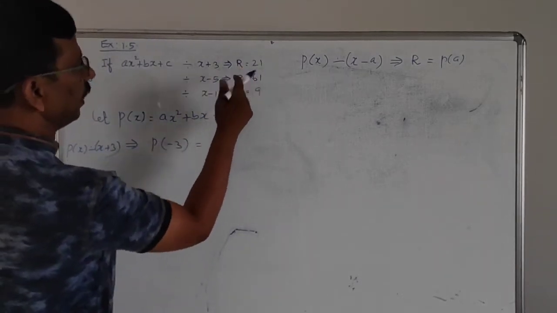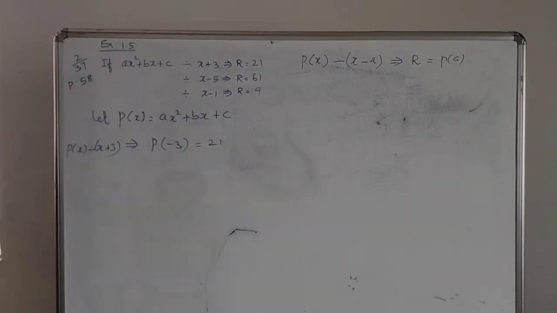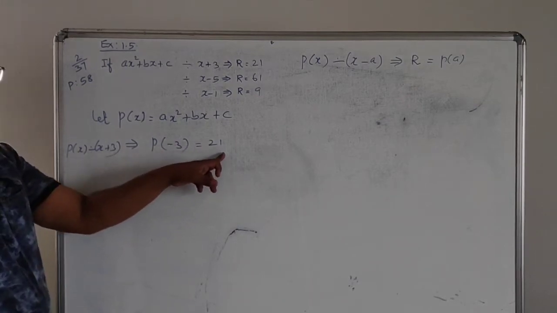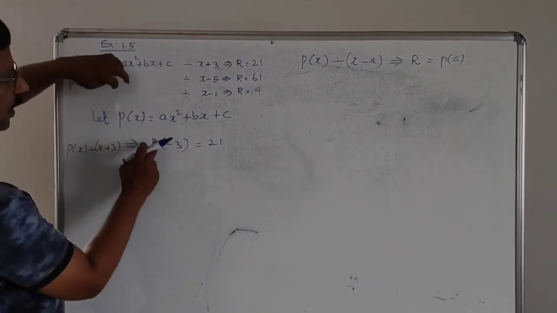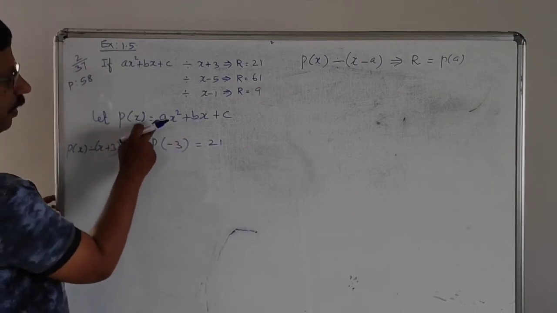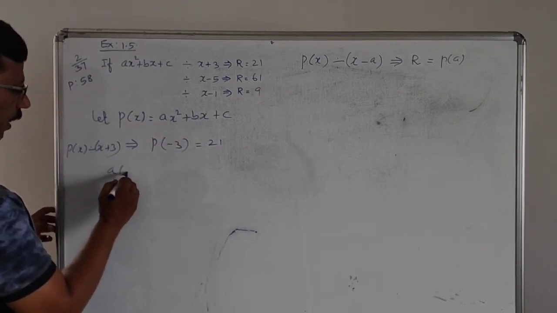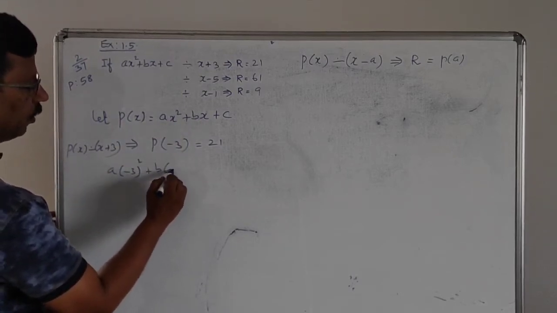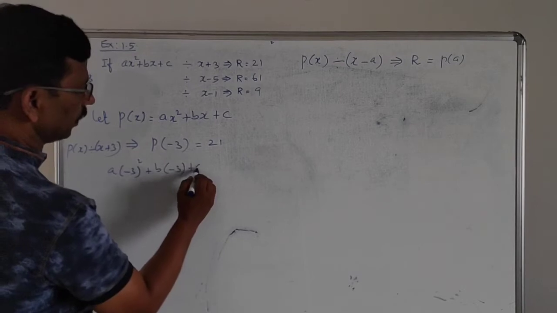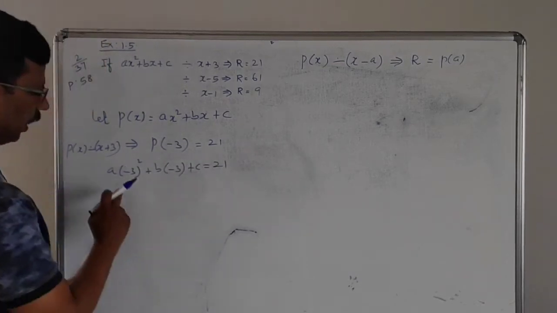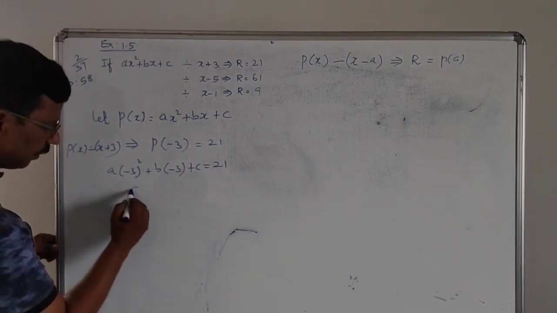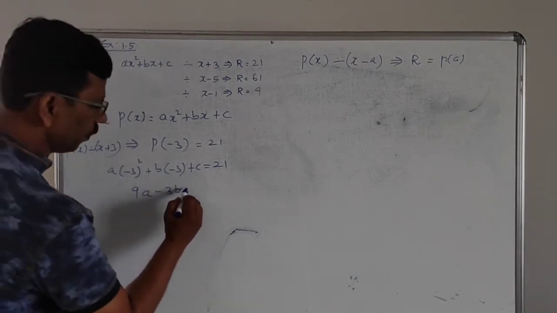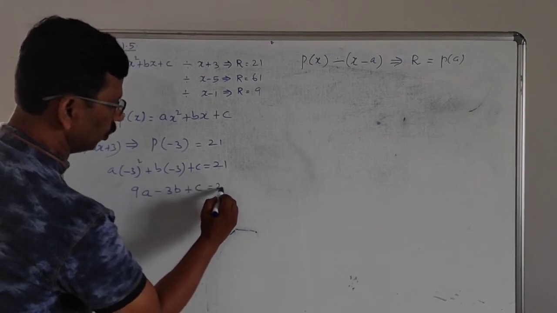This is given as 21. That is, we need to find the value of p of minus 3 and equate it to 21. Therefore, in this p of x, we substitute x equal to minus 3, that is a into minus 3 the whole square plus b into minus 3 plus c equal to 21. Now, if you simplify, you get 9a minus 3b plus c equal to 21.